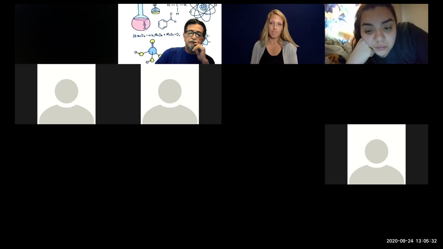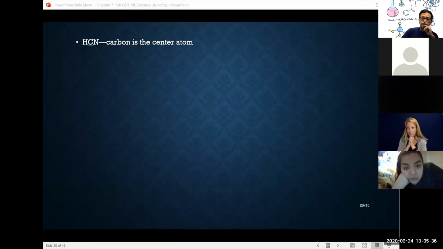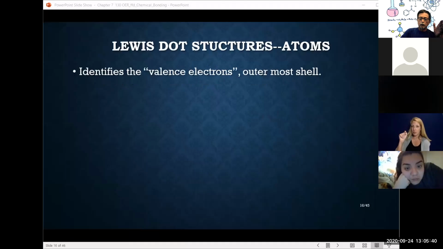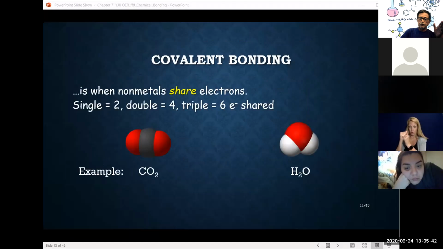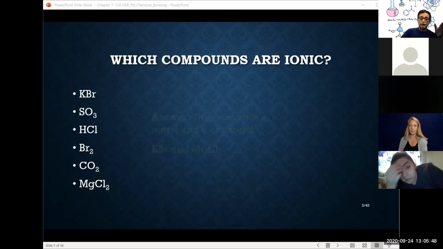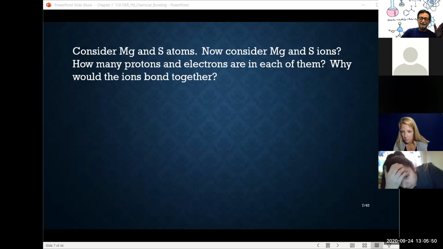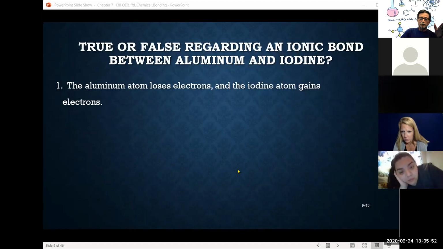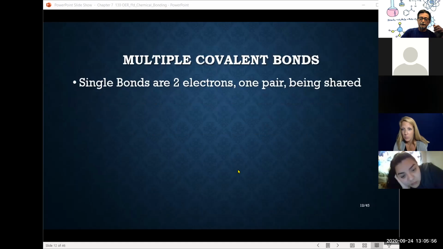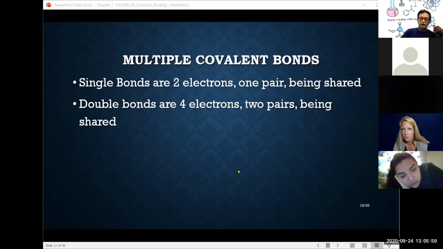Okay. Well, let's go back to the Lewis dot structures. Okay. We ended up here, but I want to go back. Okay, let me make sure I got the right one. Oh, yeah, we're going back too far. Give me a second here. Yeah, of course, I can't find it now.